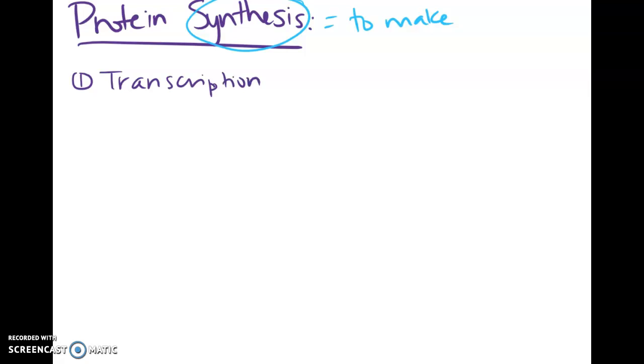Right, and this is where DNA is converted into mRNA. Right, this process occurs in the nucleus.